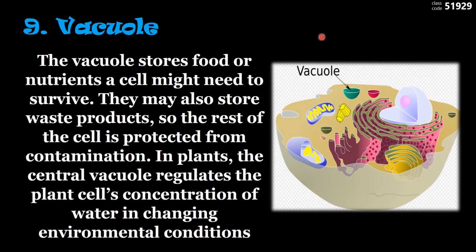Next is vacuole. The vacuole stores food or nutrients a cell might need to survive. They may also store waste products, so the rest of the cell is protected from contamination. In plants, the central vacuole regulates the plant cells' concentration of water in changing environmental conditions. So this is the picture and this is the vacuole.